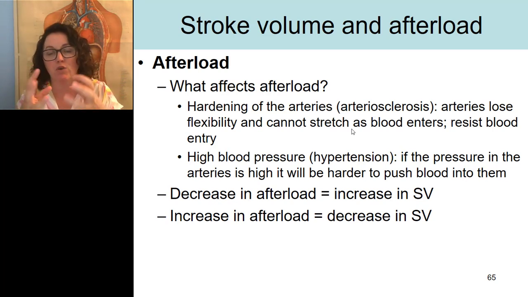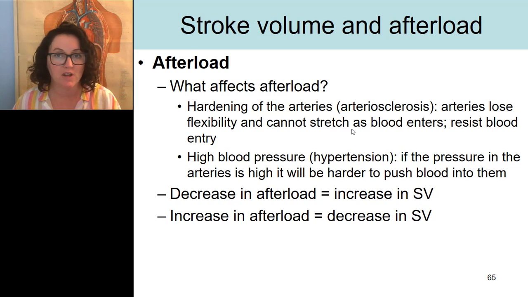But if the artery hardens, it can't do that elasticity thing, right? It can't stretch as blood enters it. And if it can't stretch as blood enters it, then it's going to stay small when blood enters it, and it's going to resist the entry of the blood. It's going to be a high afterload.